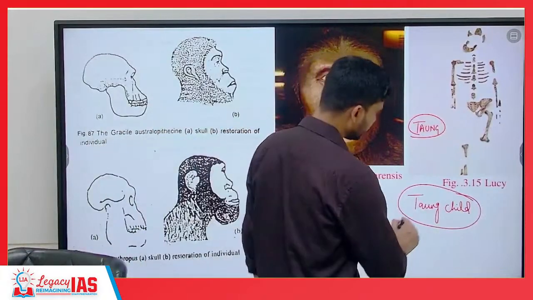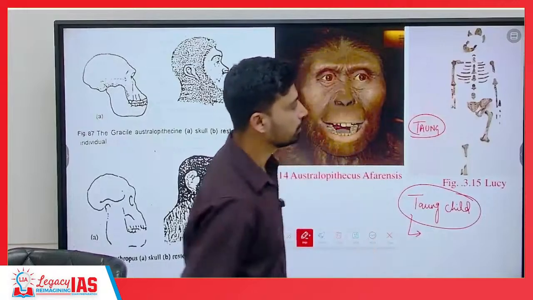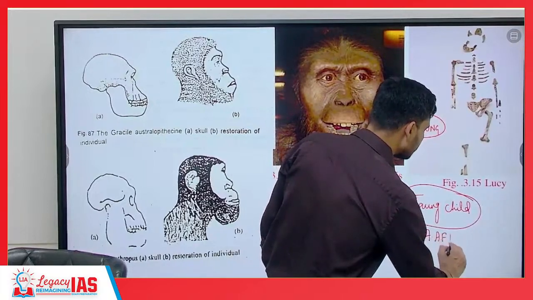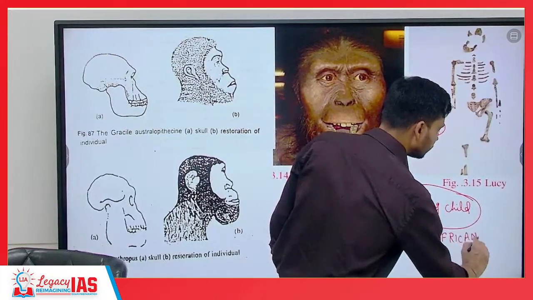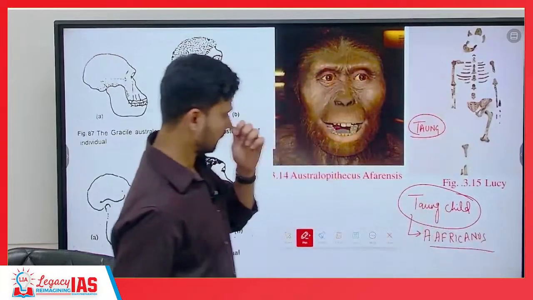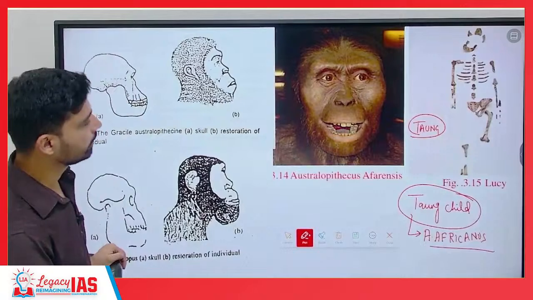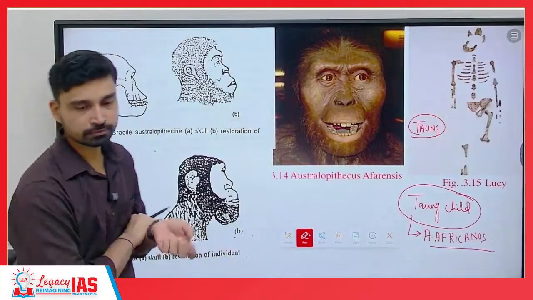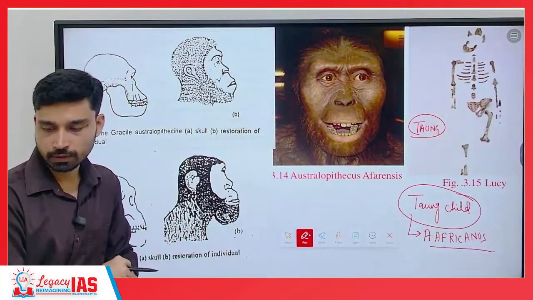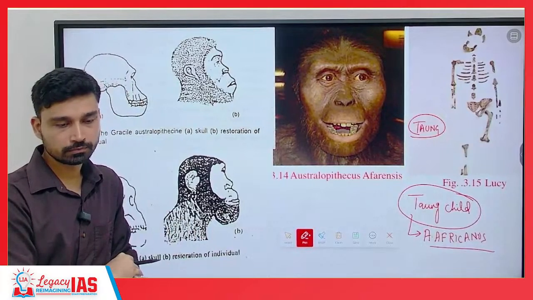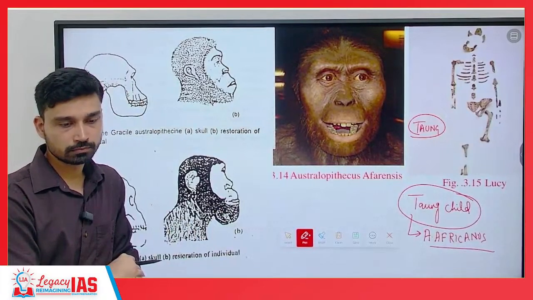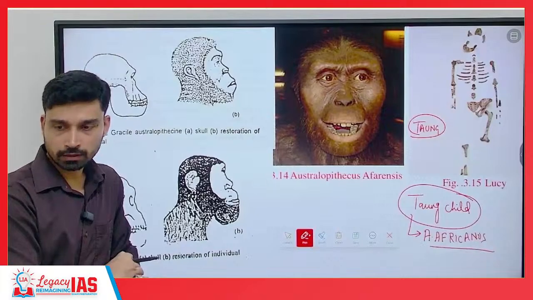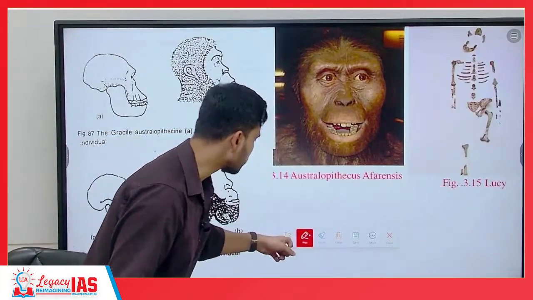Later on, to give it more scientific term, the fossil began to be called as Australopithecus africanus. That is the other name for the Tong child. Clear? So that is the first fossil of Australopithecus.